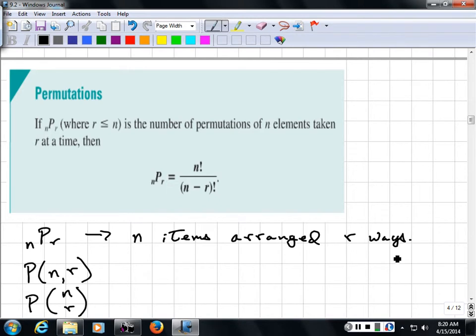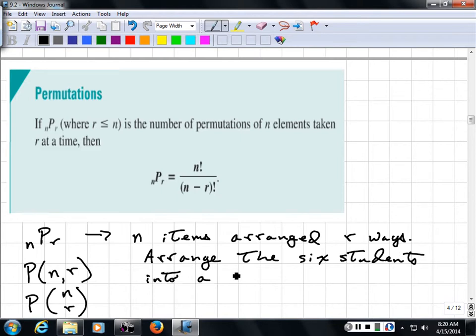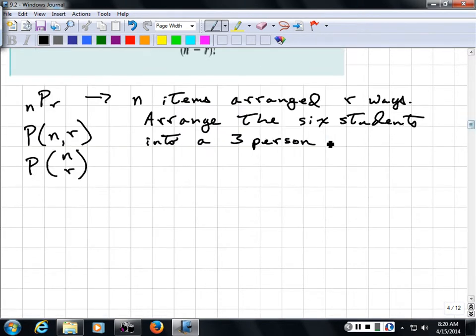So, for example, let's say that we want to arrange the 6 students into a 3-person committee consisting of 3 unique offices.